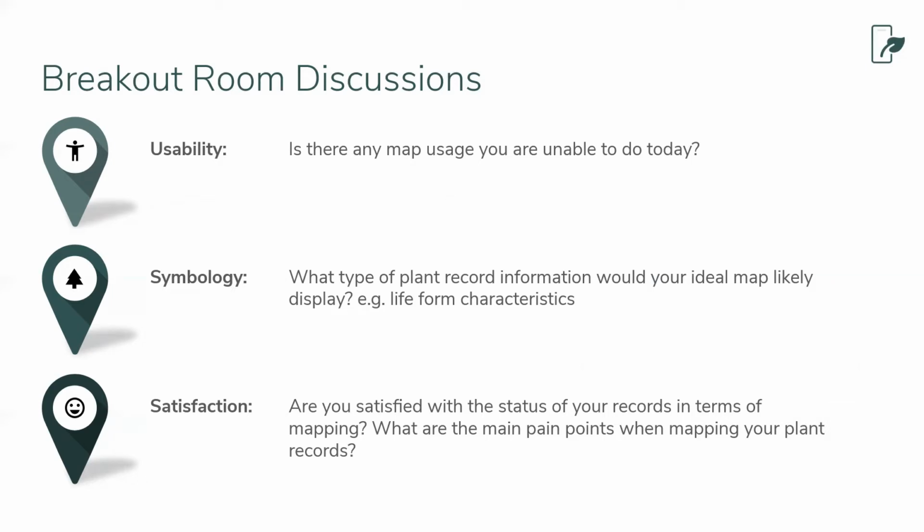In terms of symbology, maps can obviously display a lot of information, but when it comes to plant records information, what would your ideal map show? For example, life form characteristics, or degree of deciduousness versus evergreen, is one particular type of information that you could think about displaying on a map. Do you have any other ideas? What would your ideal map show?